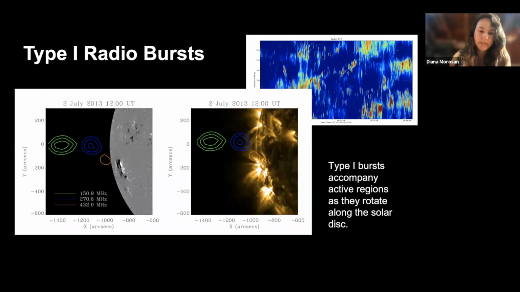If you image them, this is an example of the same type 1 noise storm, but I think this one is a few days earlier, imaged with an Ansei radioheliograph. And if you look here, the high frequencies are closer to the sun, lower frequencies further away, which we expect from the plasma emission mechanism because electron density decreases that way. And they just sit on top of this active region. This type 1 noise storm actually followed this active region as it rotated across the disk. And this is what you'll see when you image a type 1.